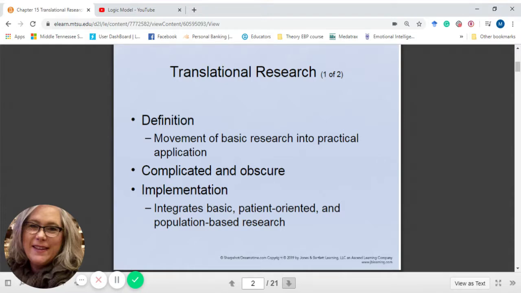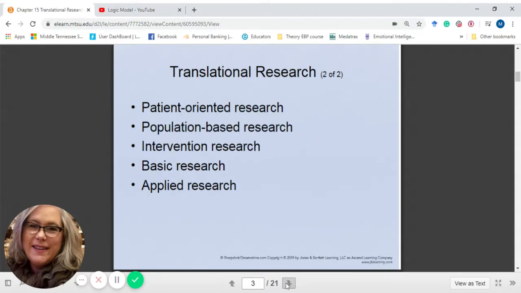We want to implement stuff that's happening to the patient through quality improvement and evidence-based practice and see how that can improve the lives of our patients. We'll look at it as patient-oriented at the bedside and then population-oriented. Y'all are doing the community health course, which talks about populations, how we can move the research in regards to population into practice. So more different types of translational research then are patient-oriented, population-based, intervention research, basic research, and applied research. So we're going to look at those just a little bit just now.